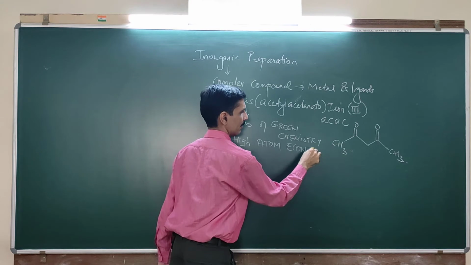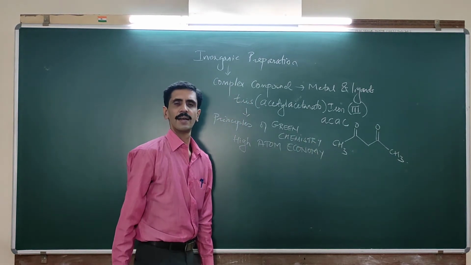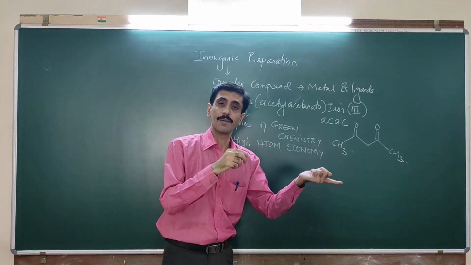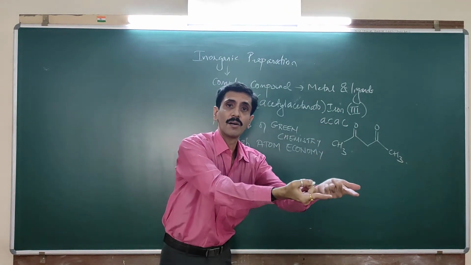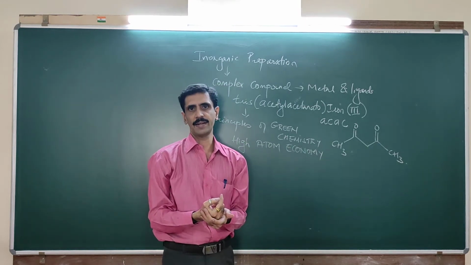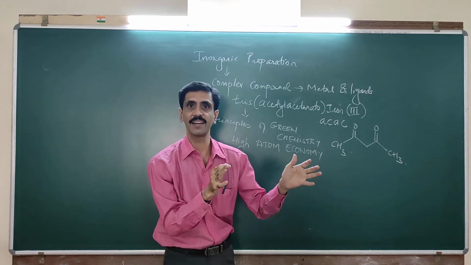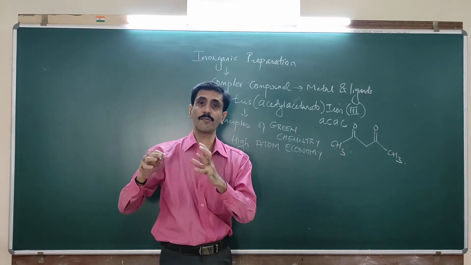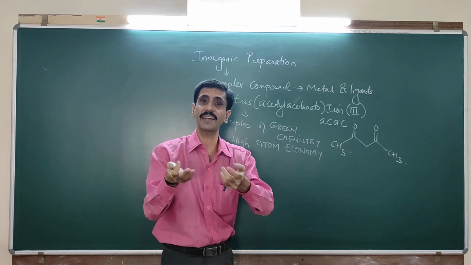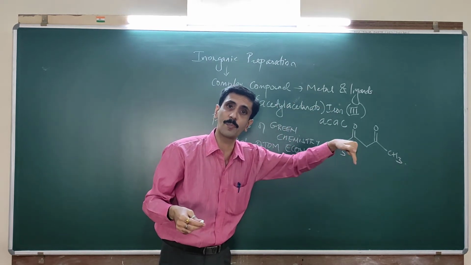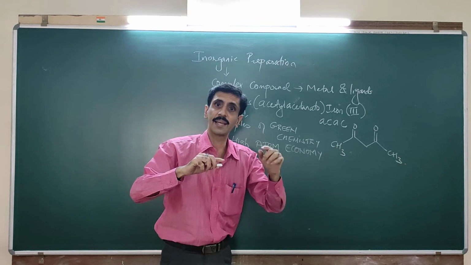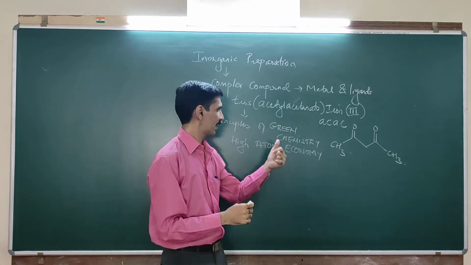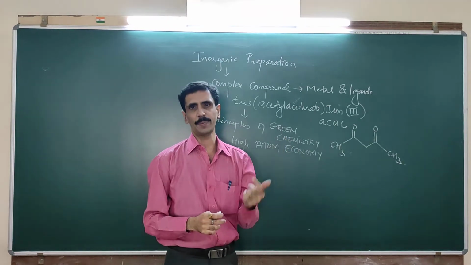Now what do you mean by this? In simple words, it's the greater amount of the reactant being incorporated into the final product. Because whenever we carry out a reaction, generally we have a major product and a minor product. So if a greater proportion of the reactant is incorporated into the major product, it means that the amount of minor product is less. Okay? So that is what high atom economy is.